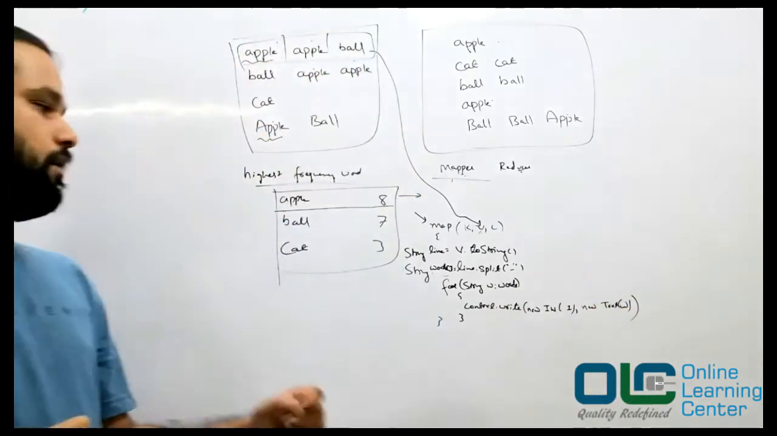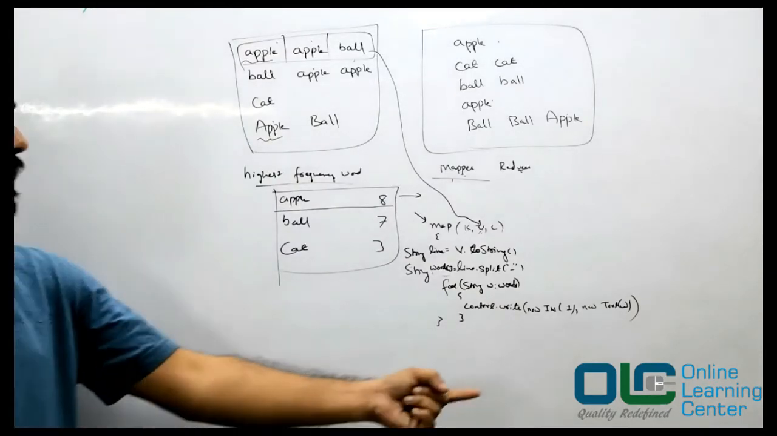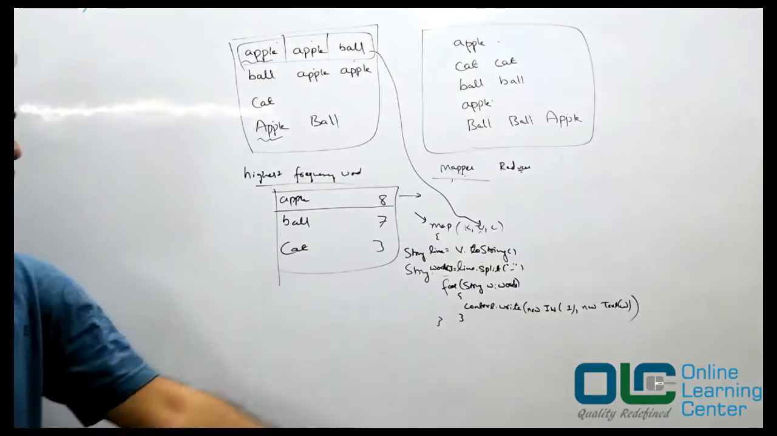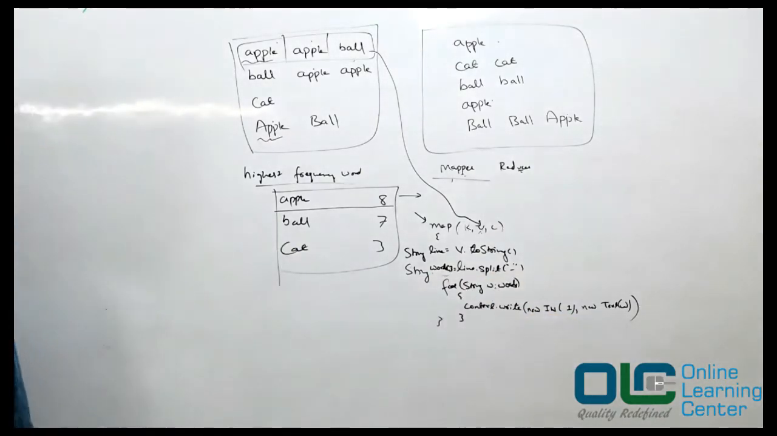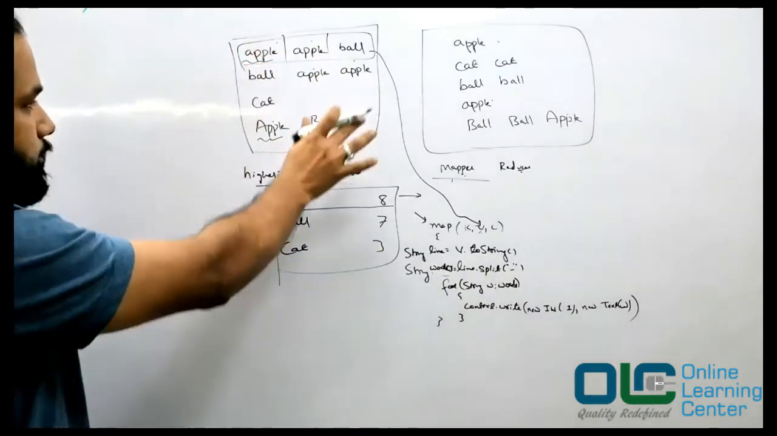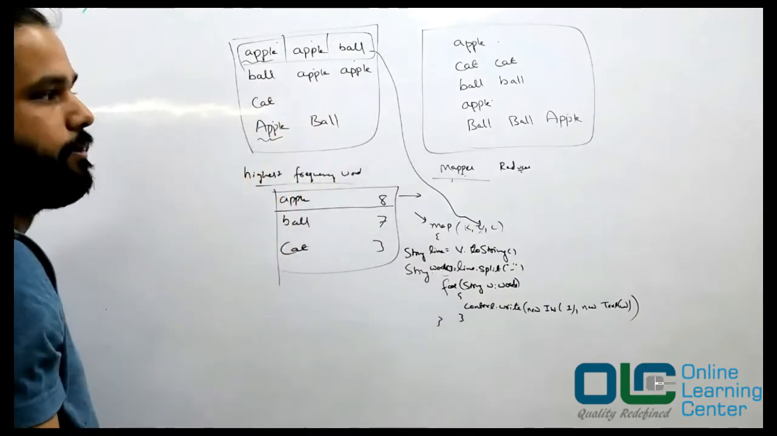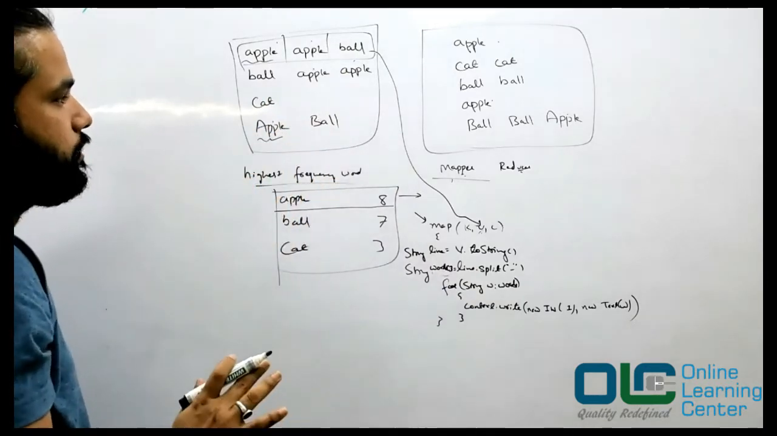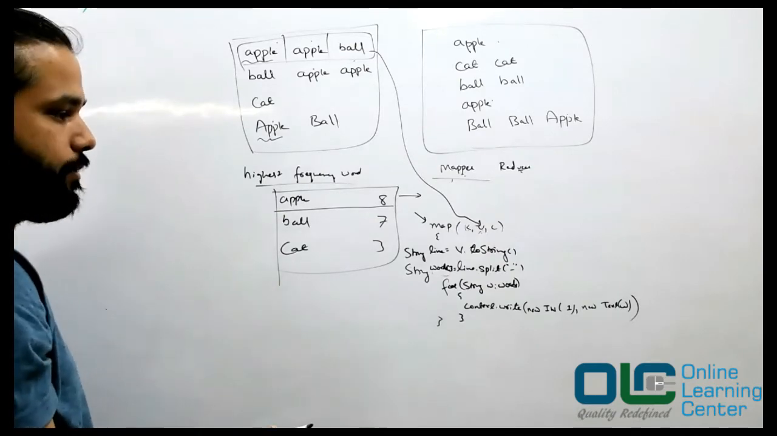Now the important thing you need to understand in this example is why we are sending 1 to our reducer. All these occurrences, all this apple and ball whatever we get, we must send to the reducer under the same group.